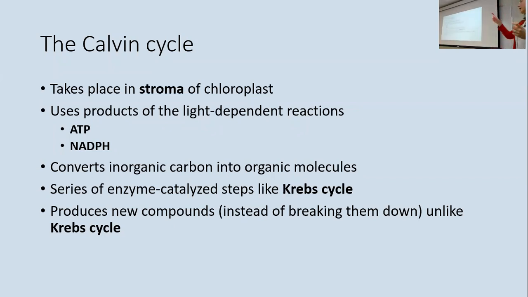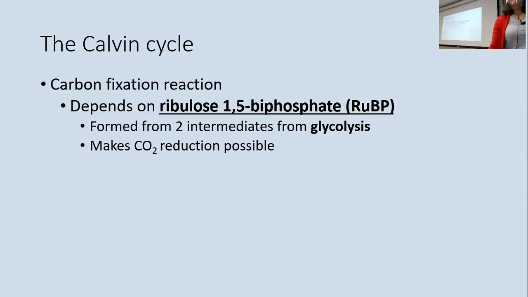So instead of that, the Calvin cycle is going to be producing new compounds, right? This is one of those kind of like respiration is photosynthesis backwards and vice versa kind of things, right? So Krebs cycle was breaking down glucose. Calvin cycle is creating glucose. Now, carbon fixation depends on this molecule, ribulose 1,5-bisphosphate, RuBP, or we're just going to call it RuBP.